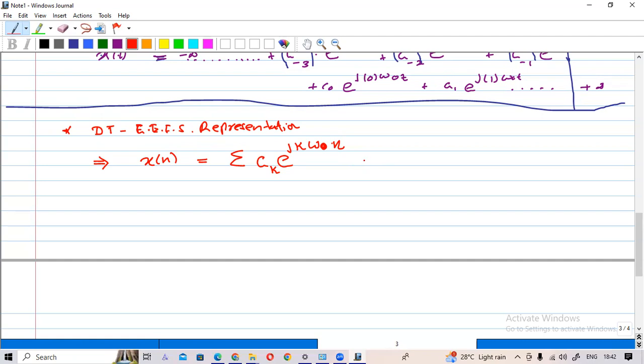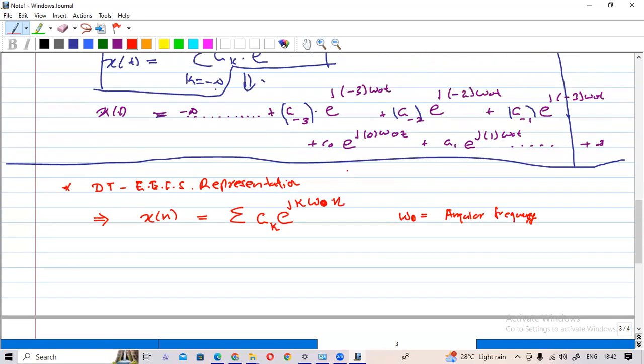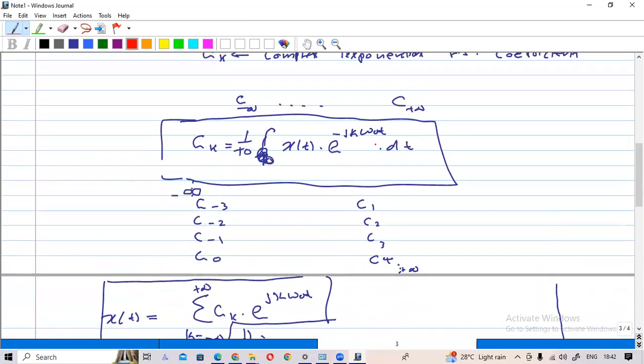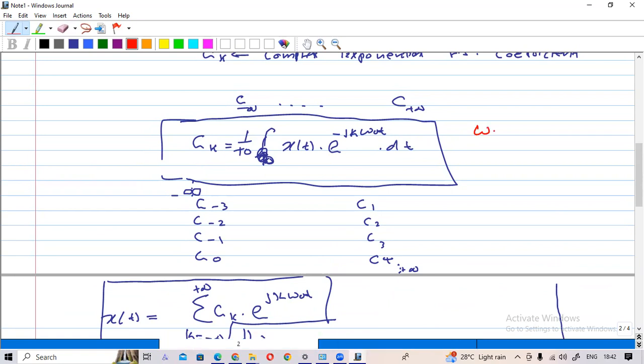Now, what is this omega naught? This is the frequency. Actually, this is the angular frequency. This omega naught is normally referred to as the angular frequency.